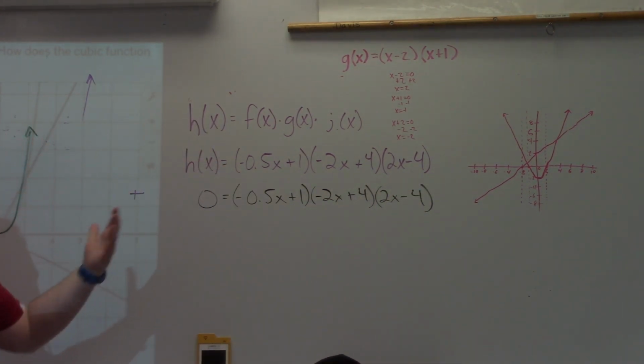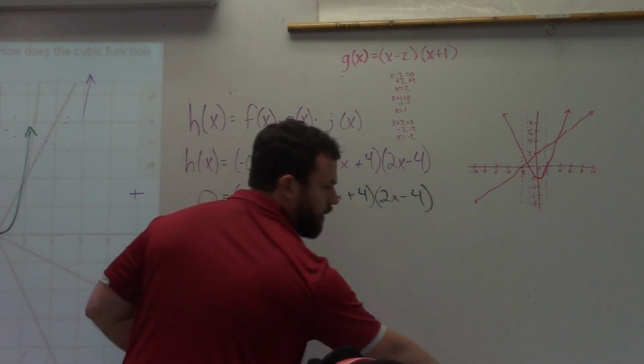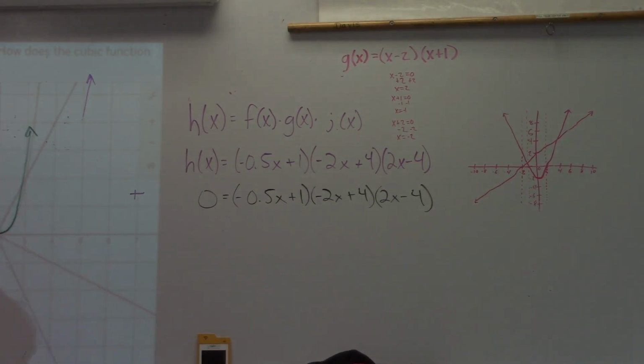Because I'll point this out, if I was looking at that equation, I would never have thought that my zeros or my roots were all the same. But what can I now do now that this function is set equal to 0? I can use something really, really important. Zero product property.